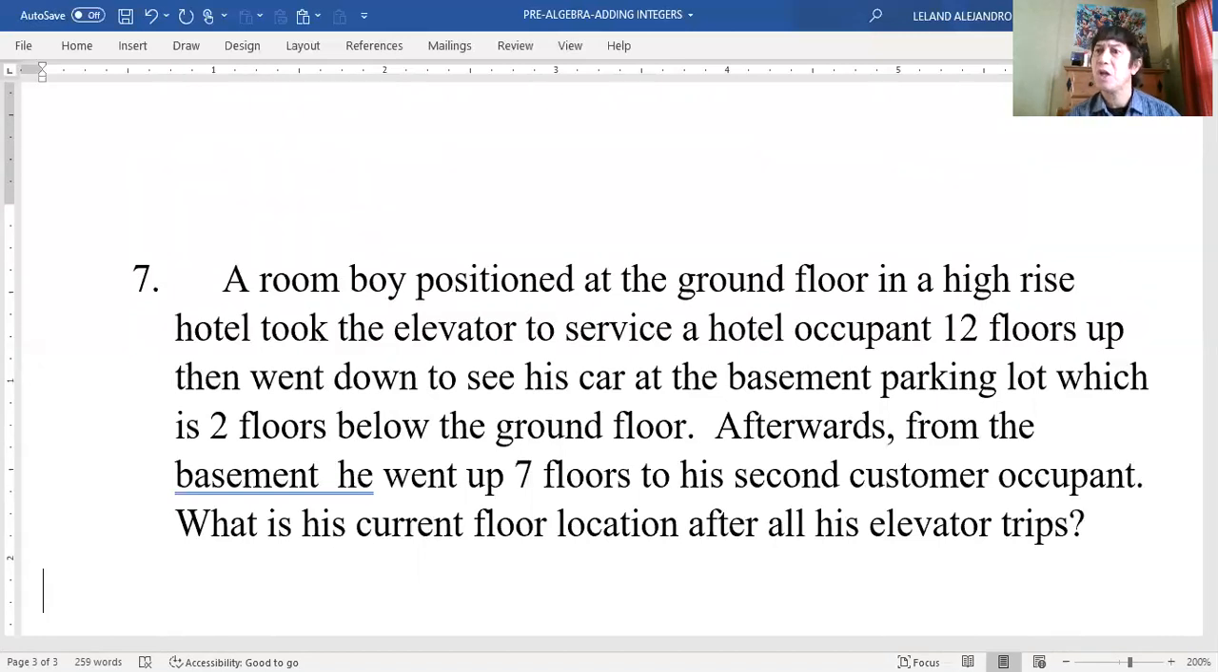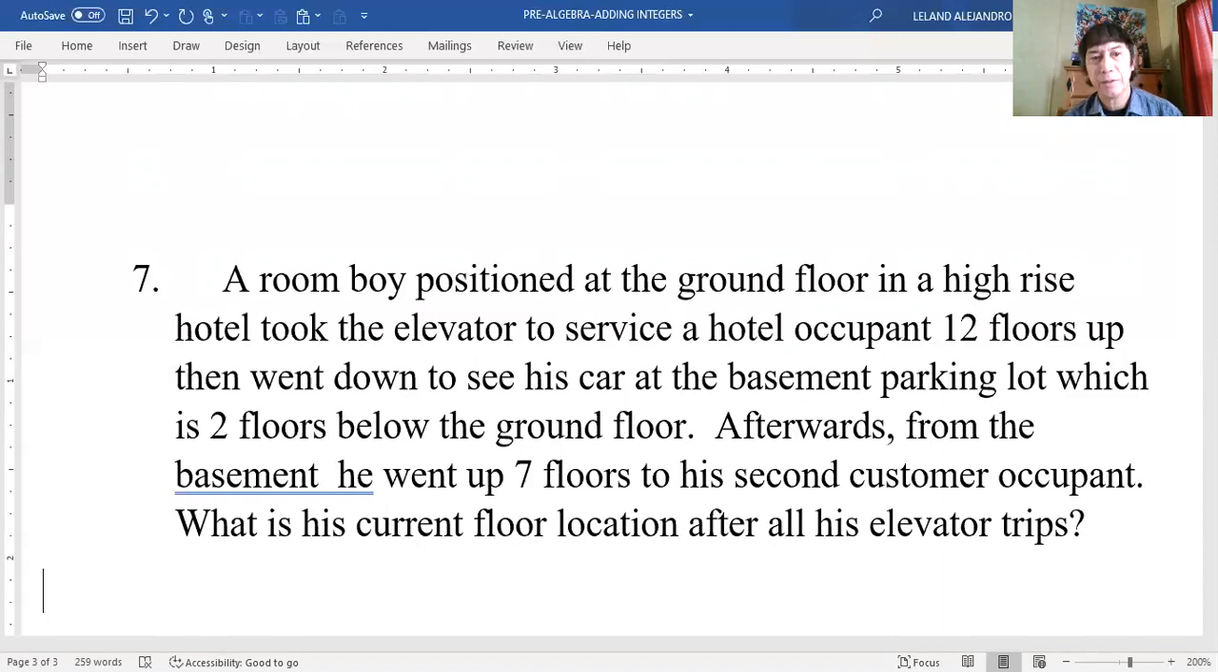So this is how we analyze the given problem. First, the room boy started at the 0 level, and that will be the ground floor. And then he went up 12 floors. And then he went to the basement 2, that's second level below the ground floor. That means 12 and 2, it's 14, because you have to go down 12 and then 2 more levels. So that makes 14 in downward direction. And again, we will take downward negative. We will take upward positive.